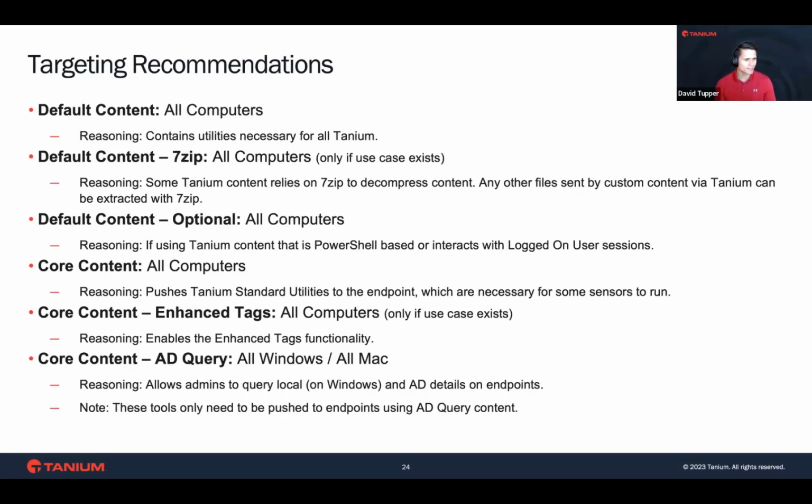Core content enhanced tags, again, is by use case basis, and if you have the need for enhanced tagging, go ahead and push that out. And core content AD query is going to be the most complicated of the bunch. You're going to see all Windows and all Mac, and the reasoning for that is the AD query solution allows you to query both local and domain joined details. So you're going to want to push that out to all Windows machines, not just your domain joined Windows machines. And then you also have the addition of the all Mac there as well, and that's for the case if you have domain joined Macs. So there's something to be aware of there, and we'll look at that more here shortly.